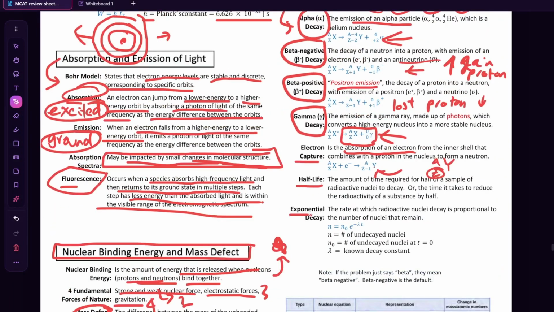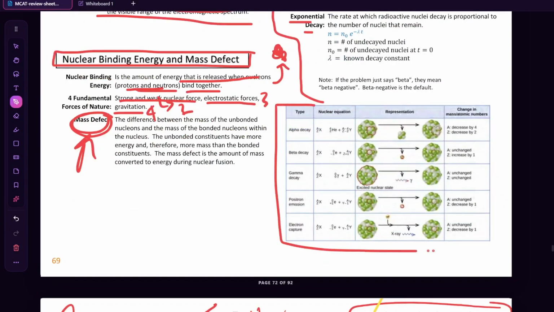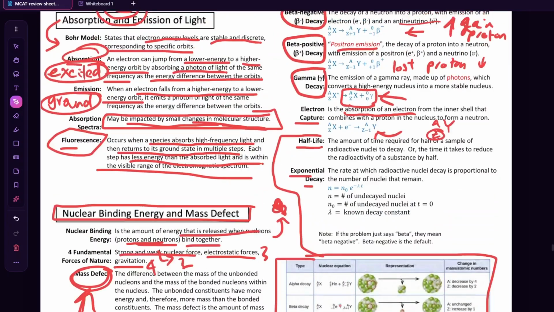Okay, half-life and exponential decay. These are related, and important. And then this is a summary chart of everything we went over. It's a nice chart too.